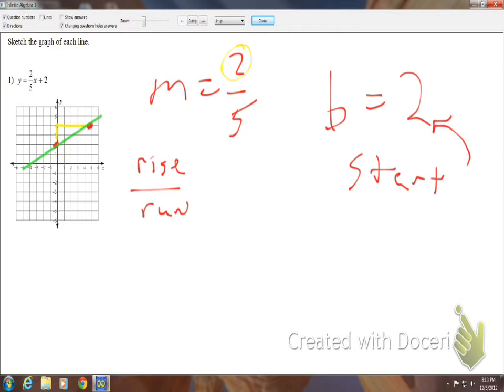And that's on your note sheet, so go ahead and get that down. Remember, we're starting at the y-intercept. We're going up 2 and over 5 to get the line.